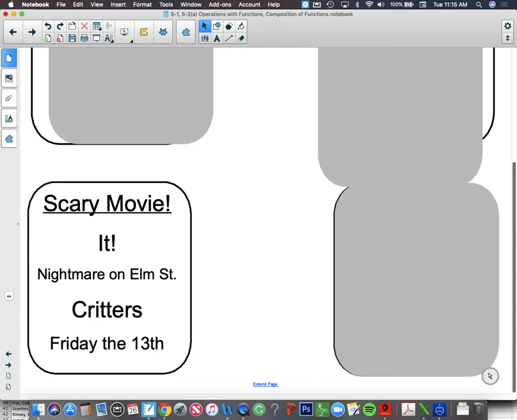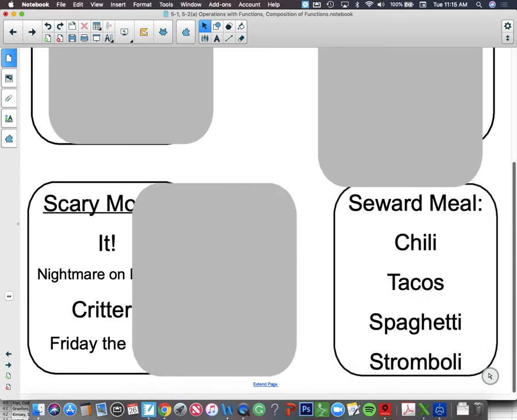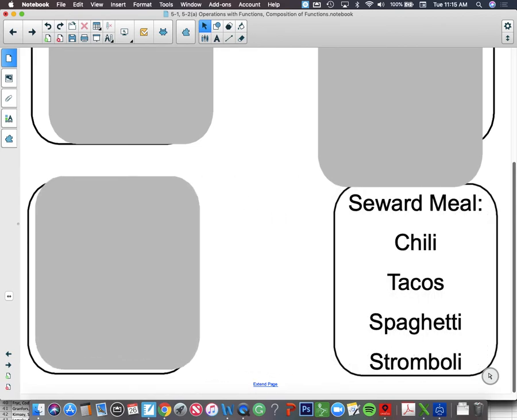It would be underneath the TV. Nightmare on Elm Street would be by the front desk, or the front door, sorry. Critters is by the desk, and Friday the 13th is by the word wall. And last one here. Favorite meal here at Seward High. Do you like Chili's, tacos, spaghetti, or stromboli? Okay, so move to your area, and then after everybody is kind of dispersed, go back to your seats, please.